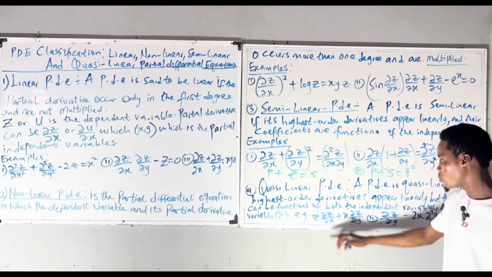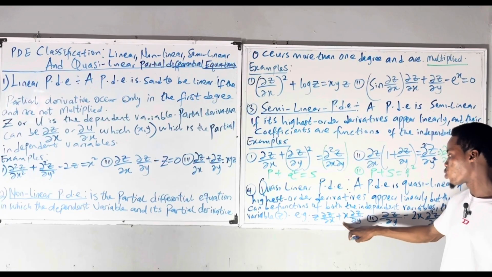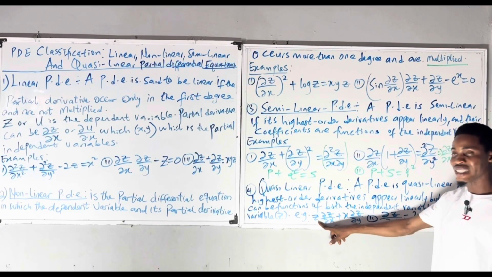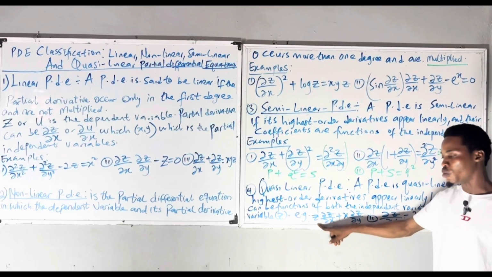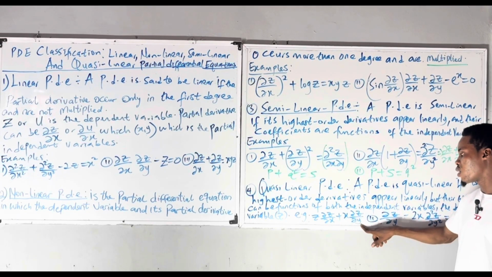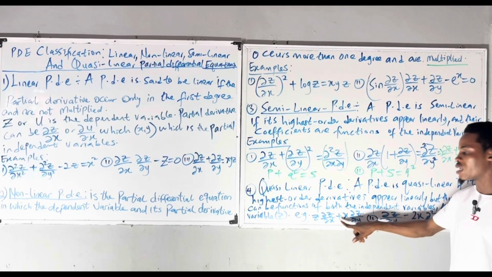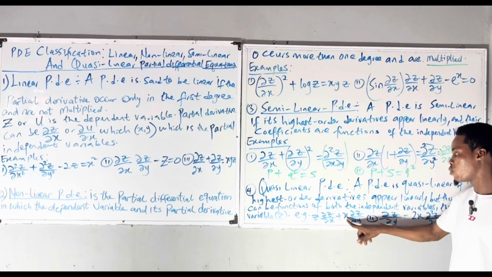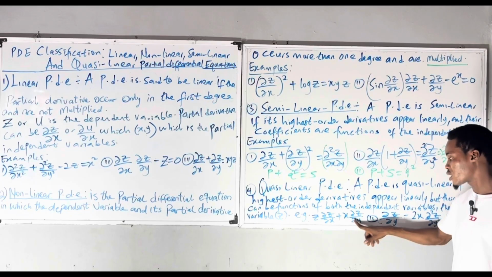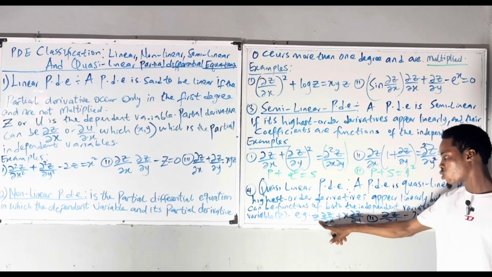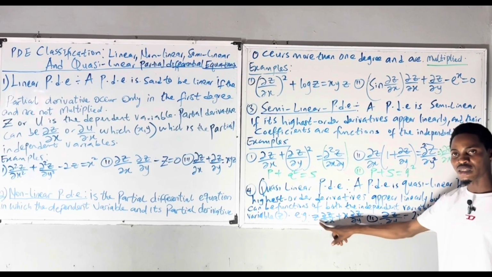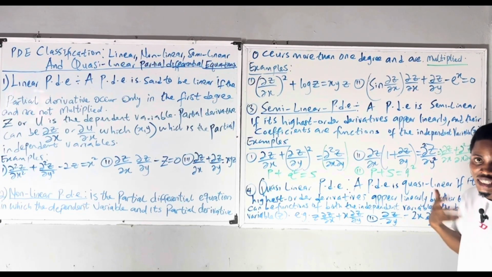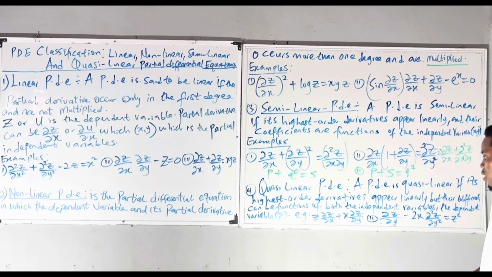Now look up. Let us check this example: the partial of z with respect to x plus the partial of z with respect to y. The coefficient of the partial of z with respect to x is z, and z is a dependent variable. The coefficient of the partial of z with respect to y is x, an independent variable. You can see that we have a dependent variable multiplying a partial derivative, then an independent variable multiplying a partial derivative. Whenever you have an equation in this form, we call it a quasi-linear PDE.